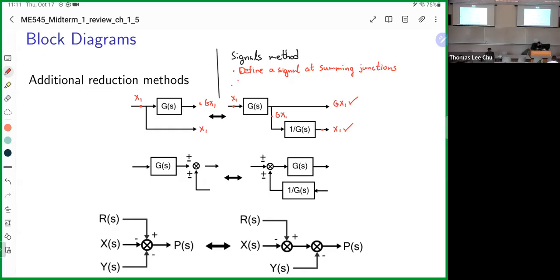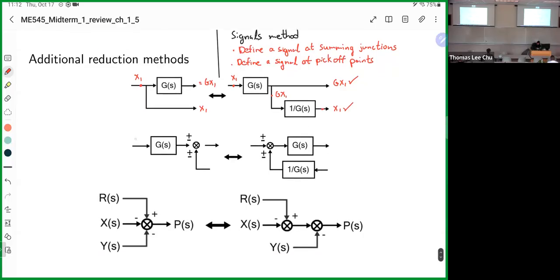And you can also define them at pickoff points, like the way I did here. Define a signal at pickoff points. And if you define too many signals, that's okay because they're redundant. You might just have x1 is equal to x2 then, and that's okay. It's better to have more than less.